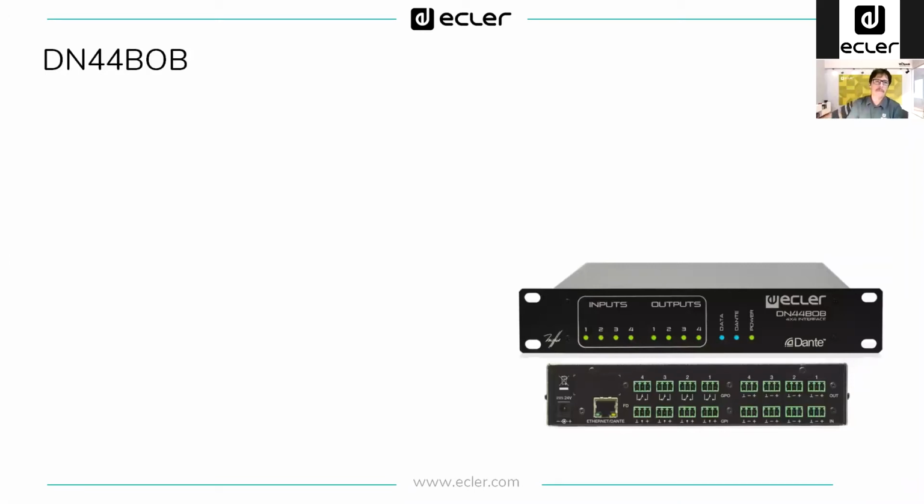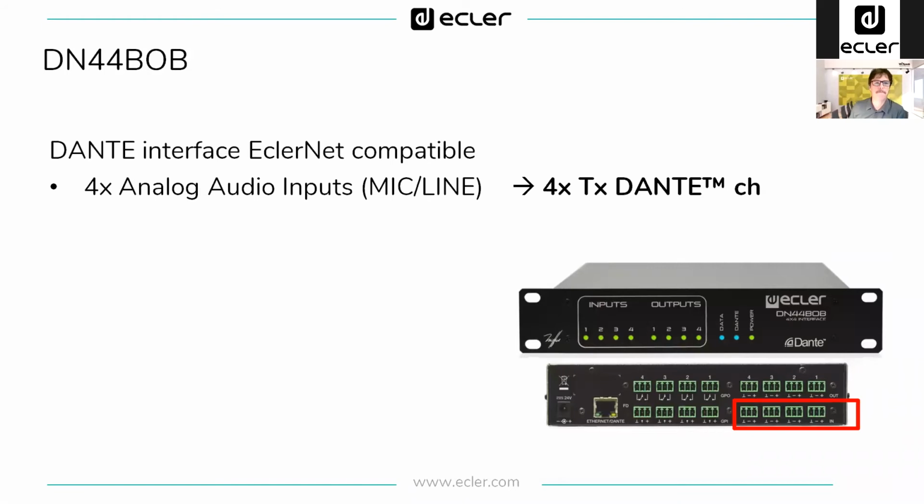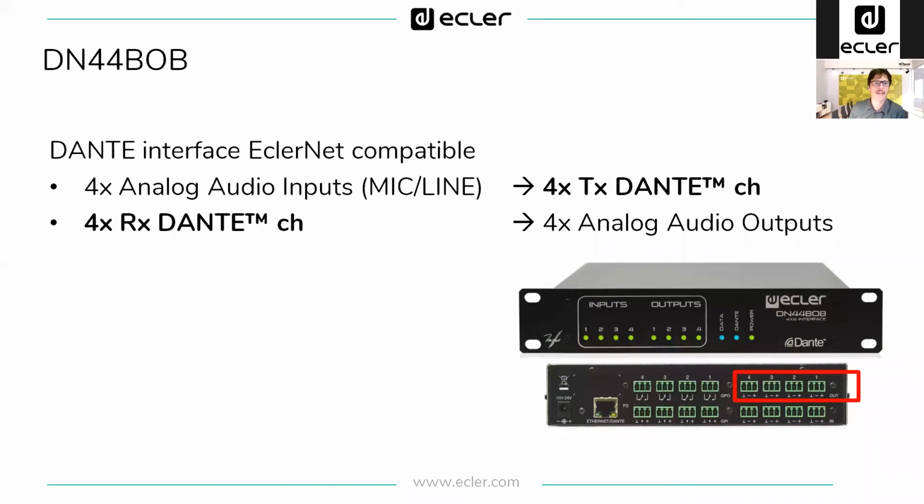We have the N44 Bob. This is our Dante interface. It's EclerNet compatible. Okay, it's got 4 analog inputs that are connected to Dante transmitters, and 4 analog outputs which are connected also to the Dante receivers. So we receive signals from Dante, and they are available here in the analog outputs. 4 GPIs and 4 GPOs, okay?